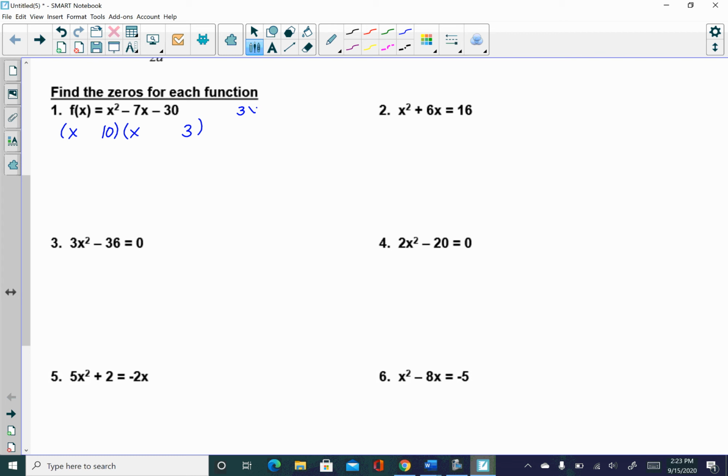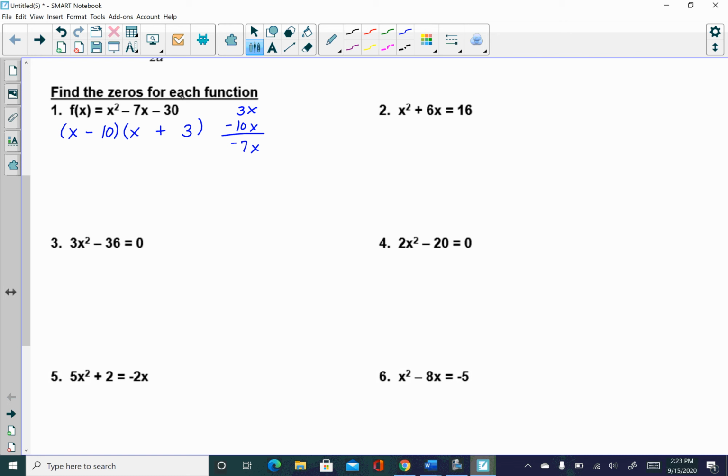Outside I've got 3x. Inside is 10x, because you're going to really see me go to town on factoring in this particular video. My middle term here is a negative 7. So in order to get the negative 7, I'm going to have to make that 10 negative. So minus on the 10, 3 is positive, okay?